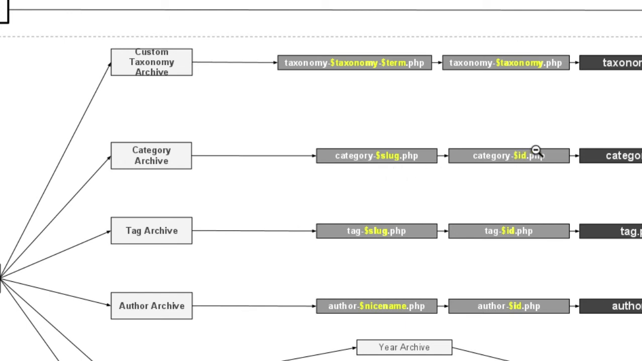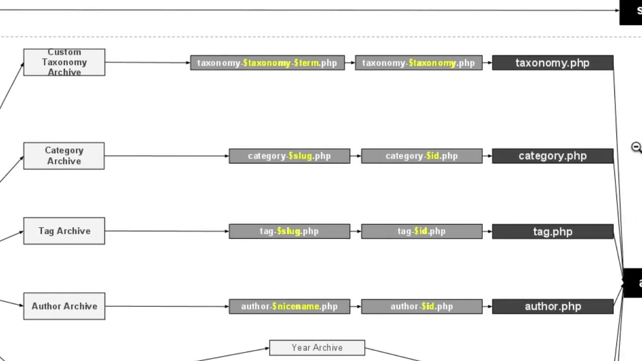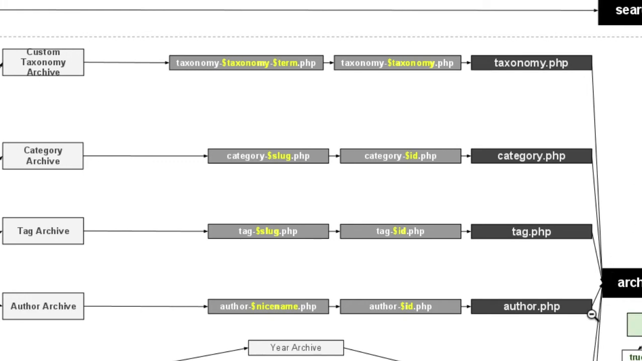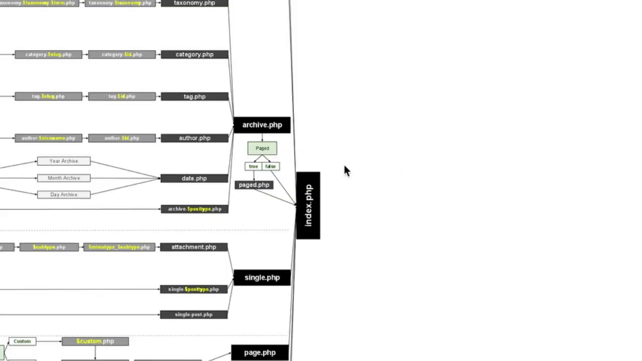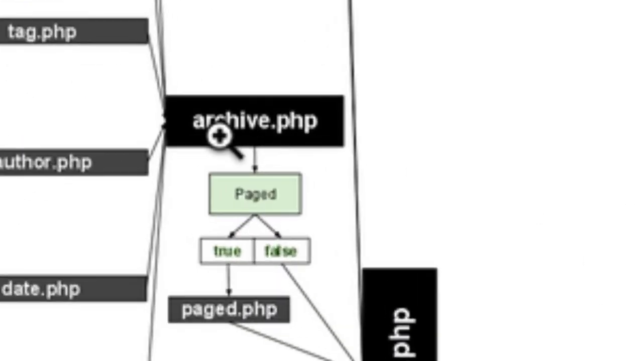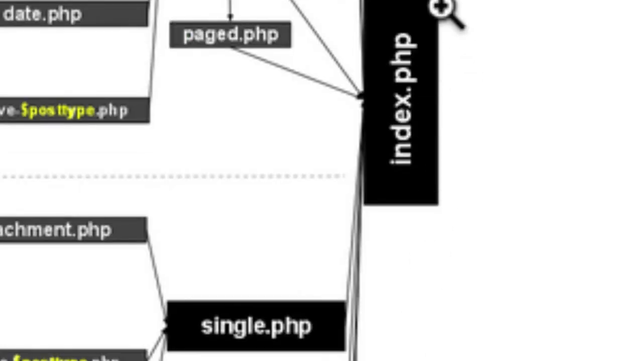If that doesn't exist, it'll look for category and then with category hyphen the ID of the category. If that doesn't exist, it'll look for just category.php, in which case all categories will be styled the same. And then if that doesn't exist, okay, it will look for a template called archive.php, and then ultimately, if none of those exist, it will just use index.php.